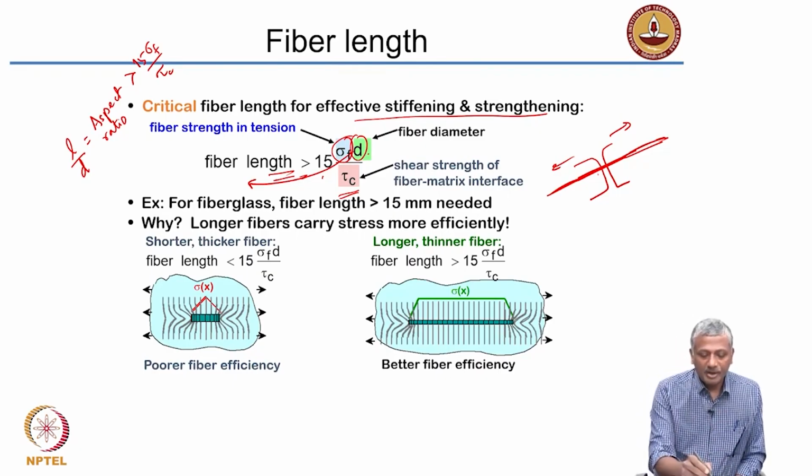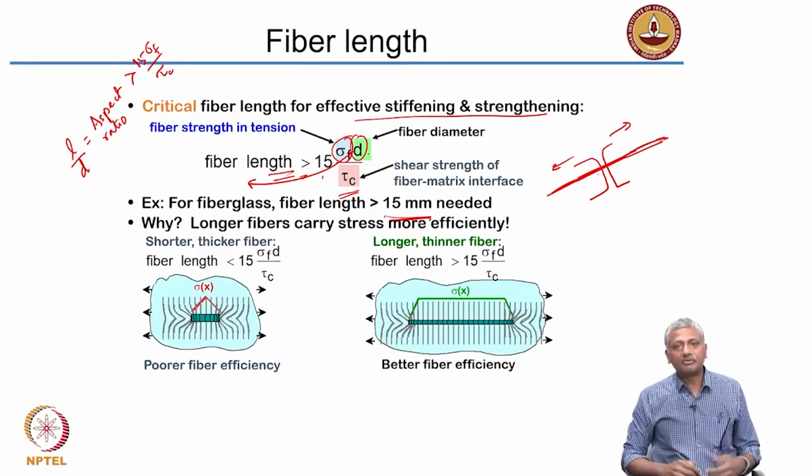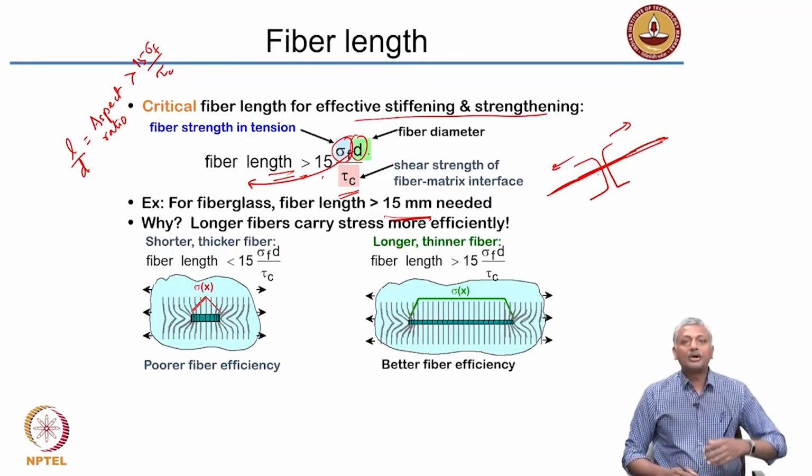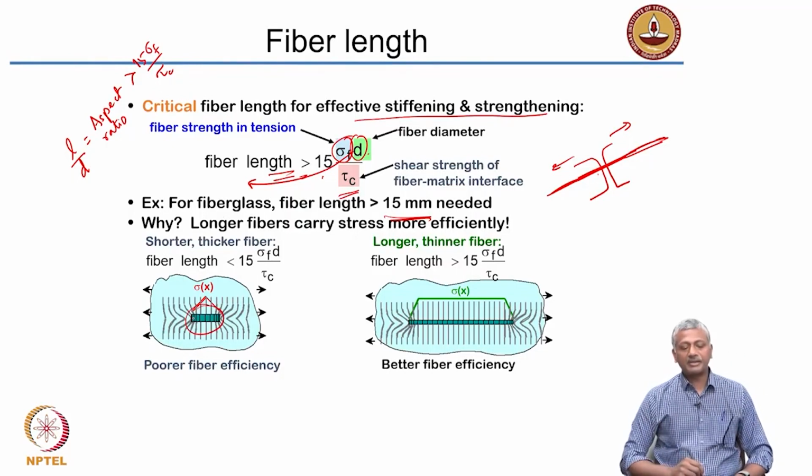For fiberglass, fiber length greater than 15 millimeters is needed, just an example of a material that is given here. So longer fibers are able to carry stress more effectively. So here for instance, you consider the short fiber where fiber length is less than what is required. If you have a long fiber, obviously the efficiency is improved when you have a long thin fiber. So you want a fiber with a high aspect ratio.